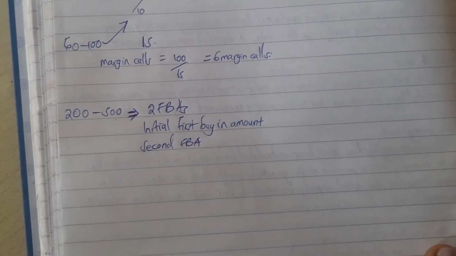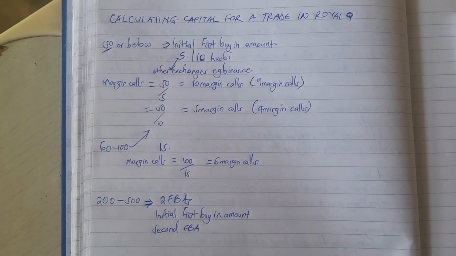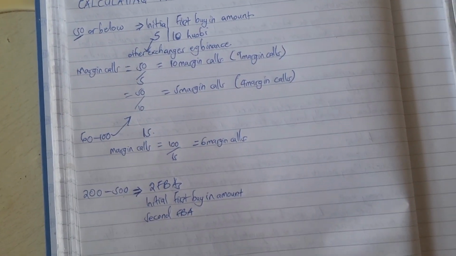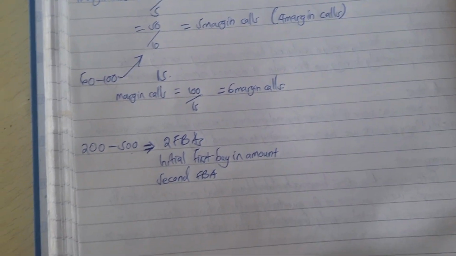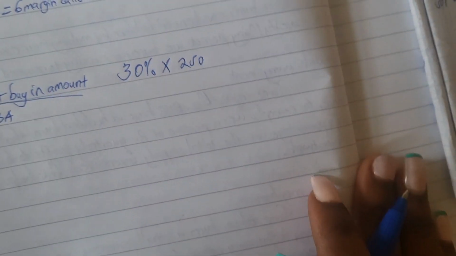So what's the initial first buying amount? Remember, we said that the amount of money you instruct the robot to invest in the market determines a lot the amount of profit you're going to make. So in case you have 200 to 500, you may say your initial first buying amount here, you may say 30% times, let's say 250, the middle point of this range.